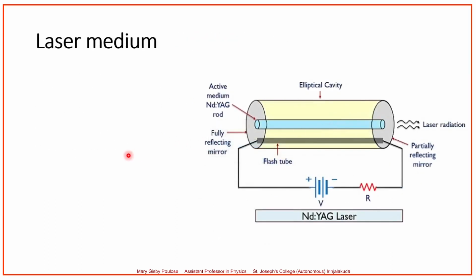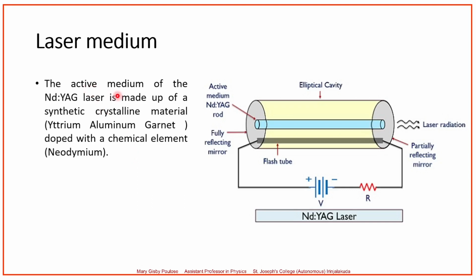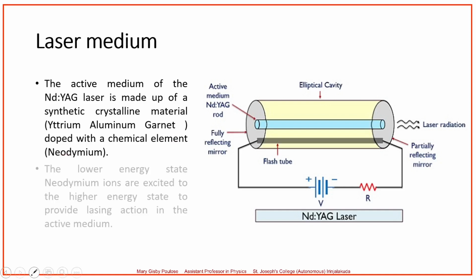Now, the laser medium or the active medium is made up of the synthetic crystalline material yttrium aluminium garnet, where it is doped with the chemical element neodymium. The lower energy state neodymium ions are excited to the higher energy state to provide the lasing action in this active medium. So the participating electrons or ions are that of neodymium.